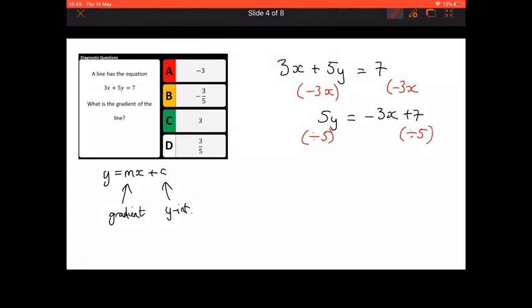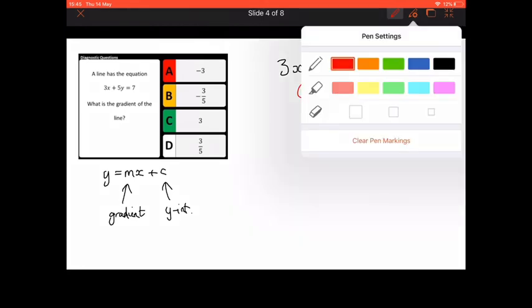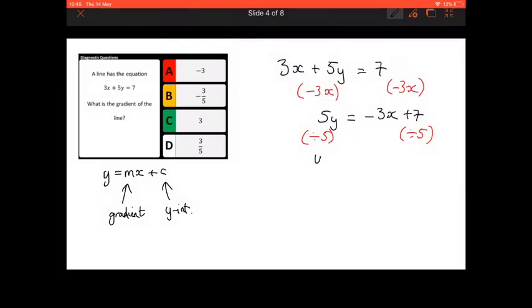I'm just going to close my bracket up here. Okay, that then leaves us with y equals -3/5 x plus 7 over 5. And here we can see our gradient is equal to -3/5. So our answer is B.